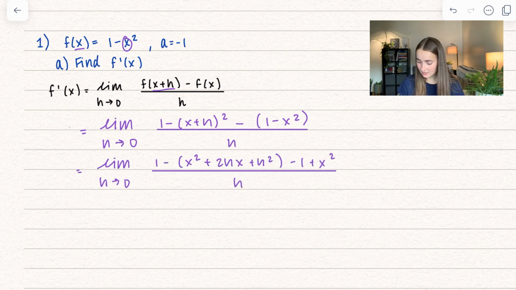So notice here I had to distribute this minus sign to both the 1 and the minus x squared. So that became a negative 1 plus x squared. And now I'm going to go ahead and do the same thing here. I need to distribute that minus sign to all terms.